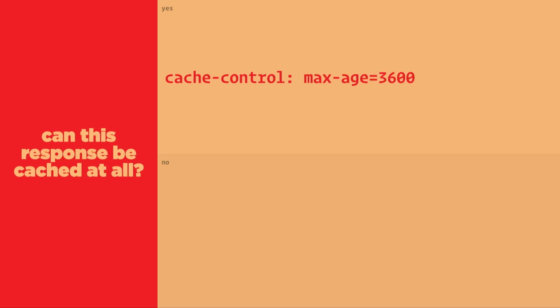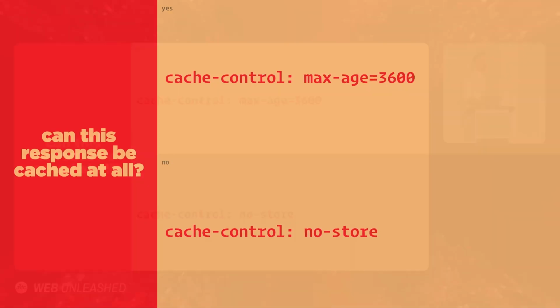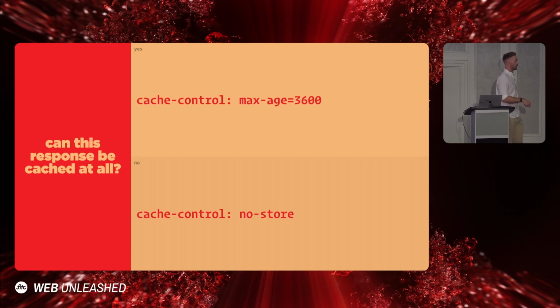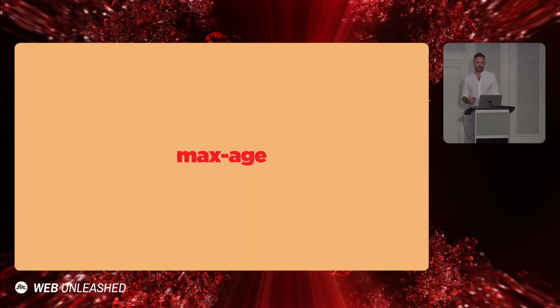If this file can't be cached, you would use no store. No store is a very aggressive, very strong directive that simply says no cache is permitted to store a copy of this response. So max age is just a directive that takes a number in seconds, which tells any cache, whether it's a CDN, a proxy, or your own browser cache, how long it can hold onto this file.